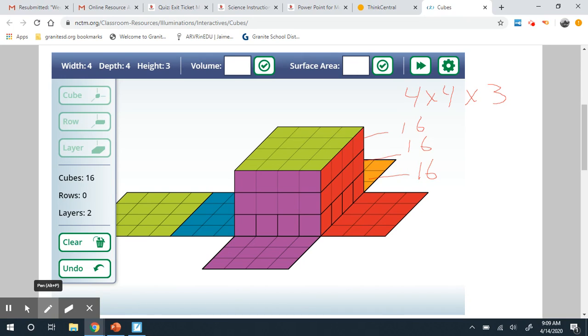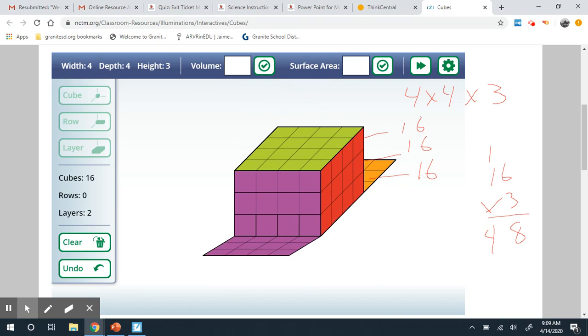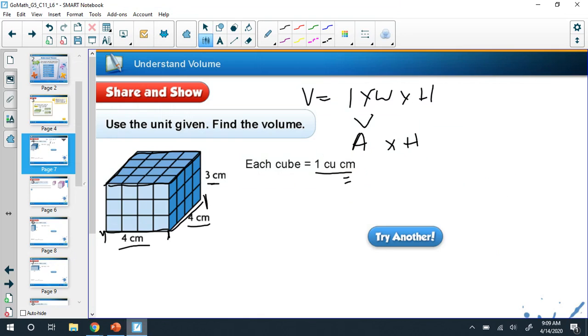And then here we have 16, 16, and 16, or we could just say 16 times 3. So what is that? 16 times 3, that is 48. So that is 48 cubic units to fill up this block. And this is a pretty fun website, right? Because we can take it and we can fold it all up so that it shows that it fits in there nice and neat in its package.